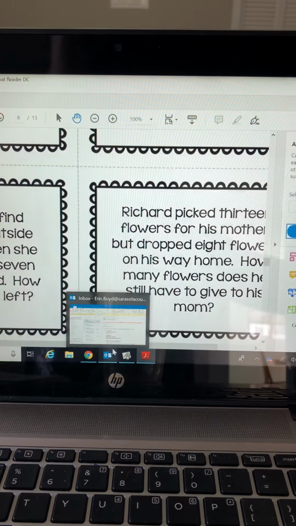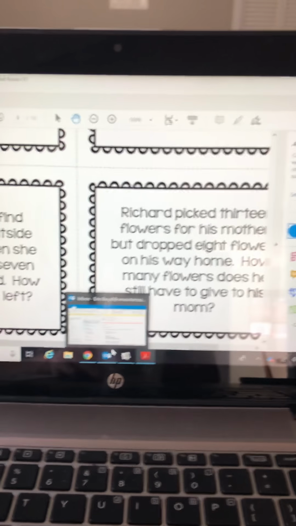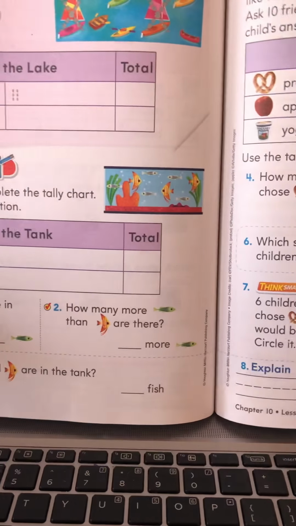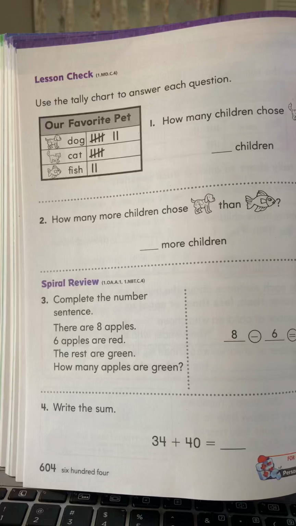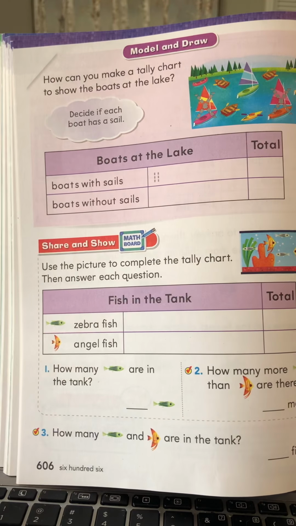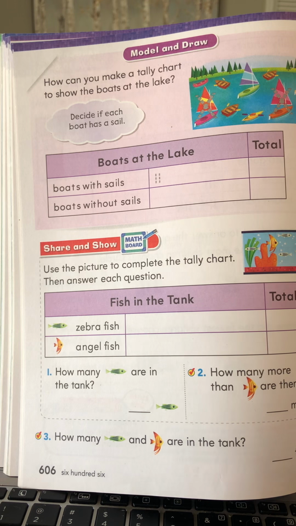Okay, let's move on to our lesson for today. Today's lesson is making tally charts. This is lesson 10.6. And so after today's lesson, you're going to go to your math to-do list on Go Math, and you are going to do the 2 10.6 lessons.